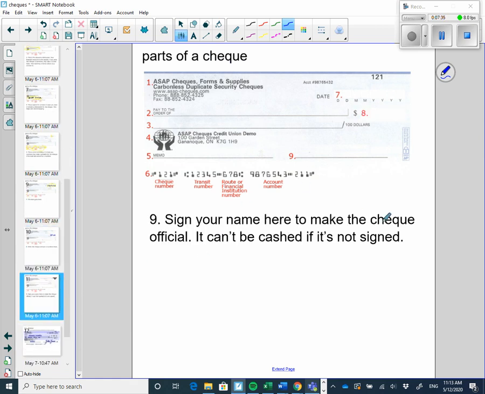Part number 9, sign your name here to make the check official. It can't be cashed if it's not signed. So here's where you actually sign your name. A lot of people will say that it must be written, but my research tells me that it doesn't have to actually be cursive writing. But it's a good idea to do that. The reason that you want to do that is to have a distinctive signature so that no one can copy your signature. If someone got a hold of your checks, they could sign them and then someone else could cash them. So you want to try to have a unique signature. As you can see, mine is pretty unique. That's not my exact signature, but I kind of scribbled it, but it would be very hard for someone to copy my signature.